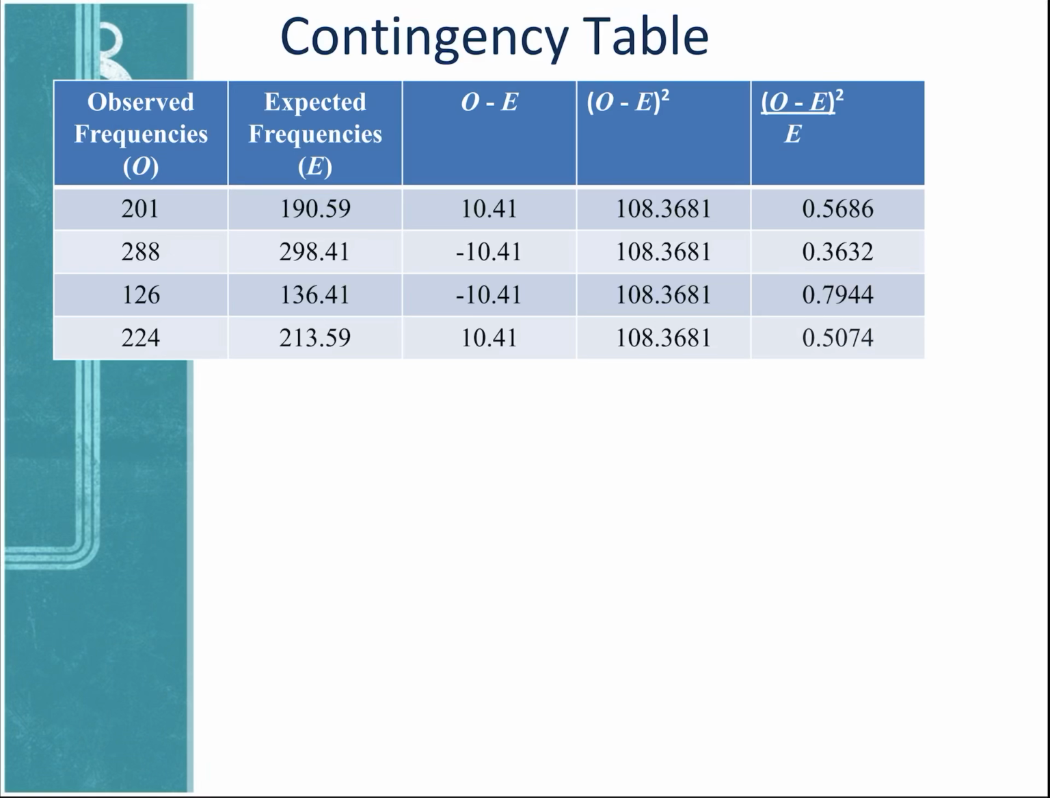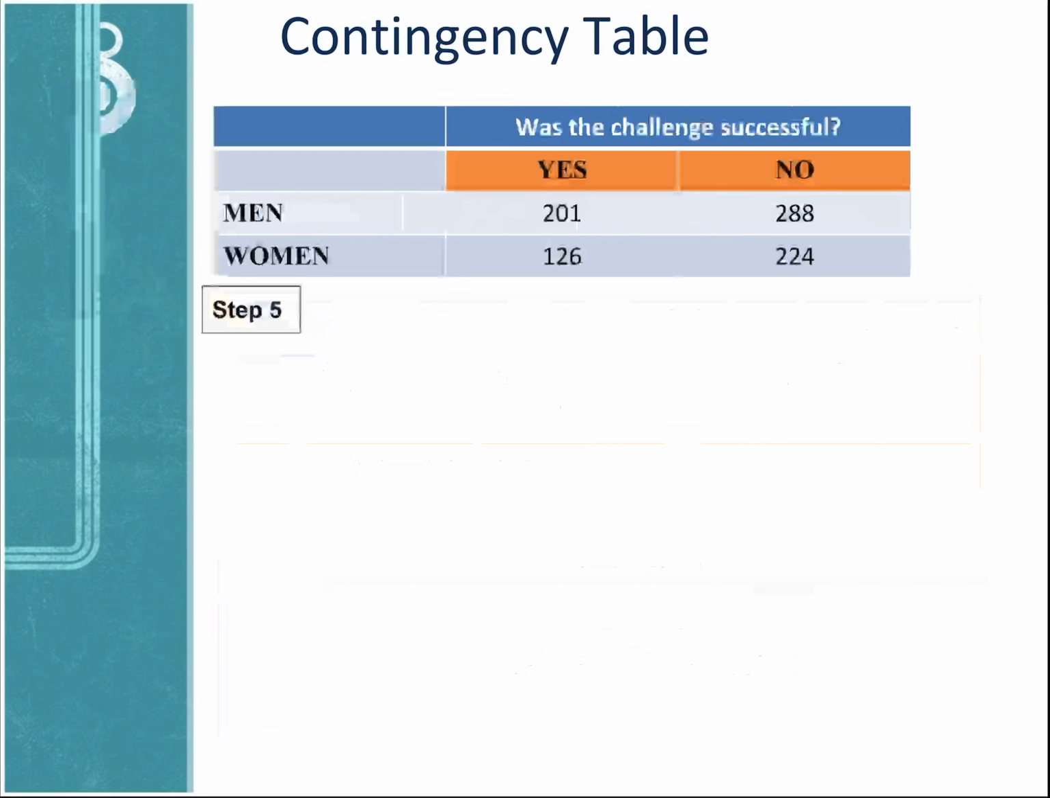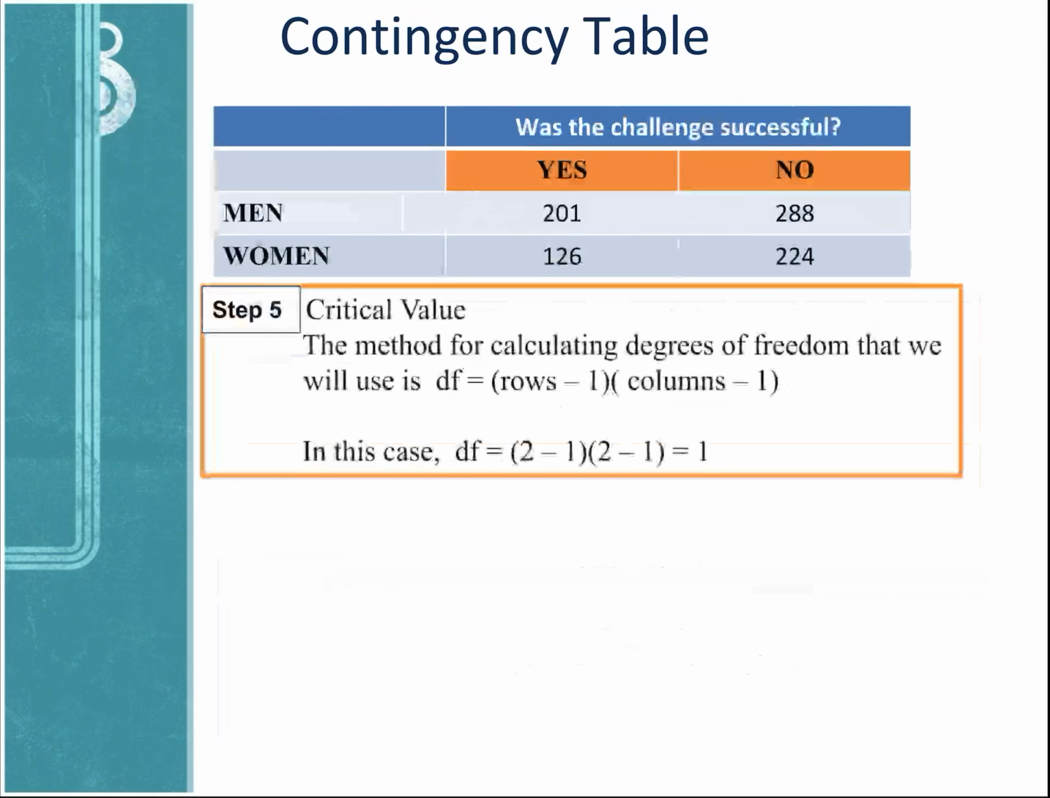Now remember, when we're calculating chi-squared test statistic, after we find all of those observed minus expected squared divided by expected, we add them up. We add all of those values in the final column up, we get 2.234. Okay, so our chi-squared test statistic is 2.234. Now I'm going to use the critical value method, so I'm going to find the critical value that corresponds to our significance level, which was 0.05 at the beginning.